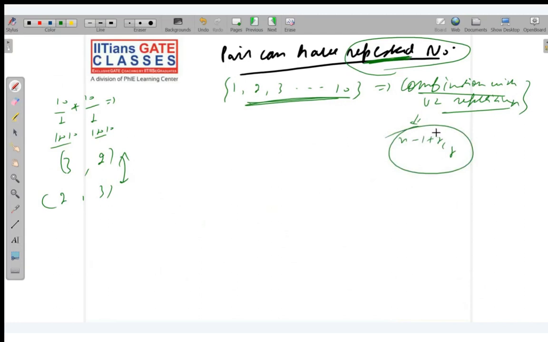So now how will we write it? Numbers are from 1 to 10. So x1 is the number of ones which you have taken, x2 is the number of 2s which you have taken, dot dot dot, x10 is the number of 10s which you have taken, and their sum should be equal to 2, because you want only 2 numbers. So n is the number of variables, 10. 10 minus 1 plus r, where r is 2, C r, where r is 2. So it comes out to be 11 C 2. 11 C 2 is 11 into 10 by 2, so 55 is the answer.